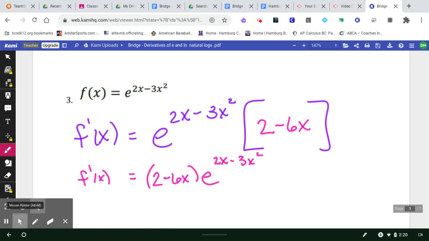So I did mine for you. I have f prime of x equals, leave it alone, times the derivative of the exponent, which is just a quick power rule. That's linear, so 2 minus 6x. And again, really the only thing you can do is bring it in front. Please take note of the brackets or parentheses. You do need that around there.